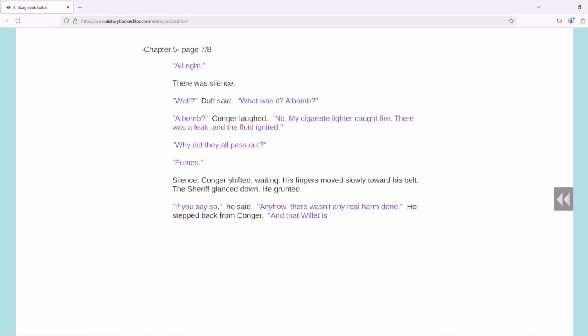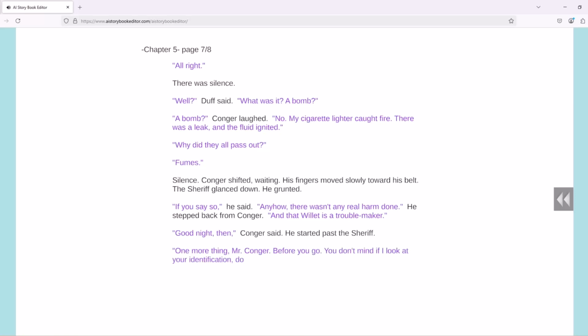And that Willett is a troublemaker. "Good night, then," Conger said. He started past the sheriff. "One more thing, Mr. Conger. Before you go, you don't mind if I look at your identification, do you?"